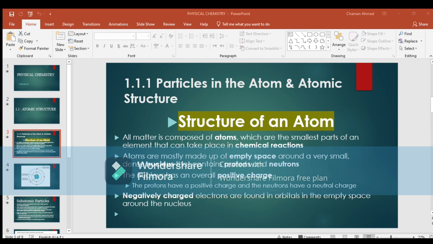This is the exact charge, minus 1.602 times 10 to the power minus 19 coulombs, whereas the charge of the proton is plus 1.602 times 10 to the power minus 19 coulombs. But these are the actual charges. When we are measuring these charges relative to each other, relative to proton and neutron, we will say that their charges are minus 1 and plus 1 respectively. So these are the actual charges and these are the relative charges. It's very straightforward.